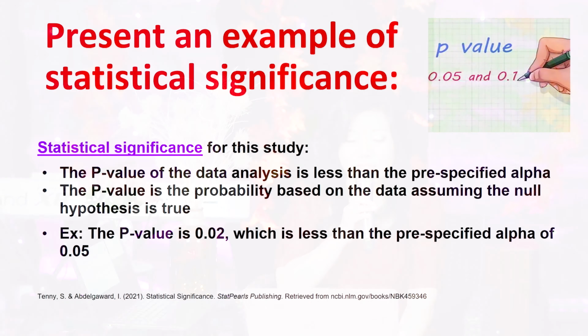And what about an example of the statistical significance for this study? The p-value of the data analysis is less than the pre-specified alpha, which is usually 0.05. The p-value is the probability based on the data assuming the null hypothesis is true.